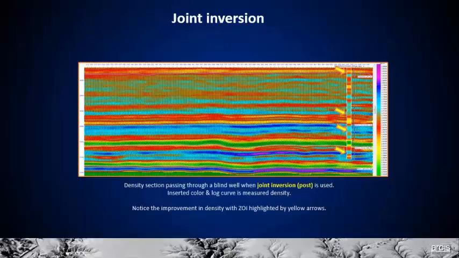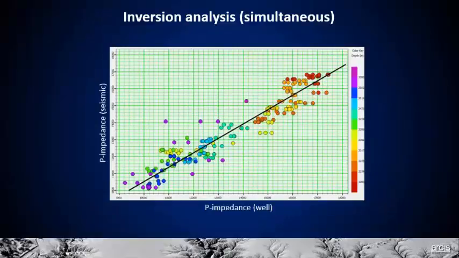And here I'm only talking about the post-stack joint inversion. The pre-stack is still better, and that is about to come. Here I'm showing you the inversion analysis that is done with the simultaneous inversion. So we have the P-impedance that is available at the well, and this is the inverted trace P-impedance, and this is the relationship that you see between the two of them.